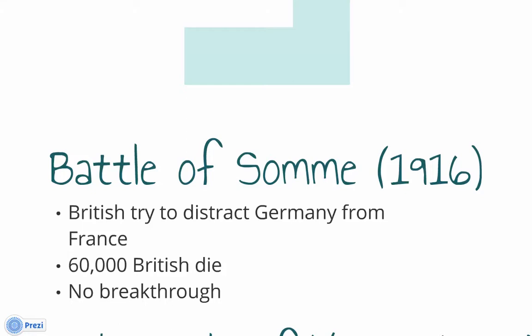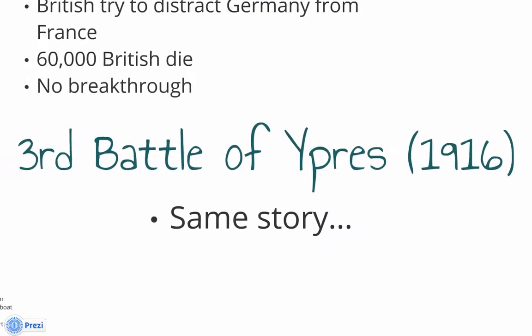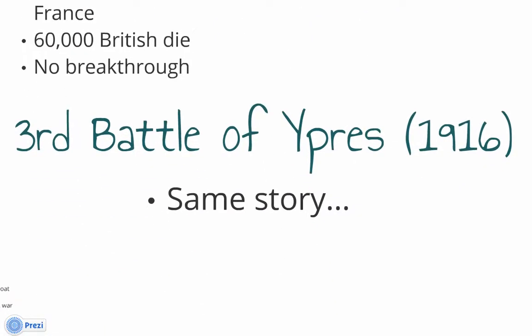60,000 British are going to die, and there's still no breakthrough. So we're still having a continuation of a stalemate. And the third battle of Ypres, which is in 1916, it's pretty much the same story. Nothing really changes. We're still having no breakthrough. We're still at a standstill or stalemate.